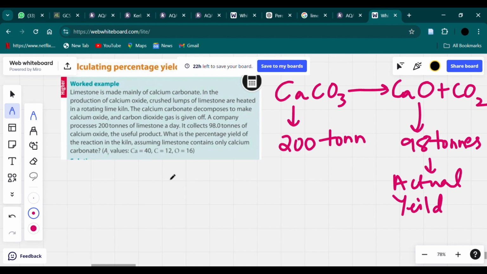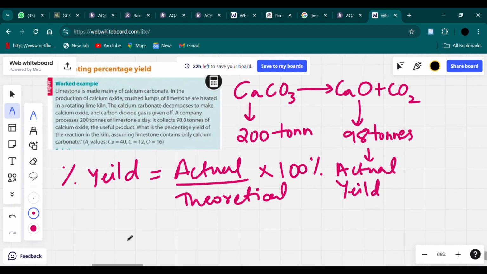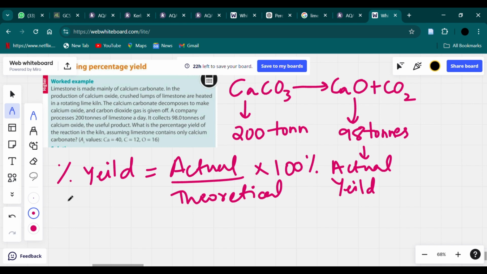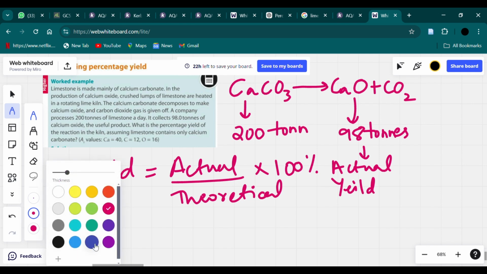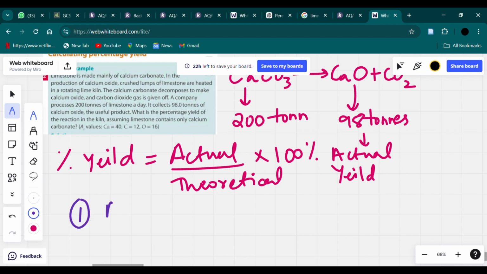So we know that for the percentage yield we must know two things. What are the two things? Actual yield and the theoretical yield. So we know the actual yield, and now we will calculate the theoretical yield in order to find the percentage yield. We have learned that in order to find the theoretical yield, we must know two things. What are the two things? First, formula masses of the reactants and the products. Second is the balanced chemical equation.